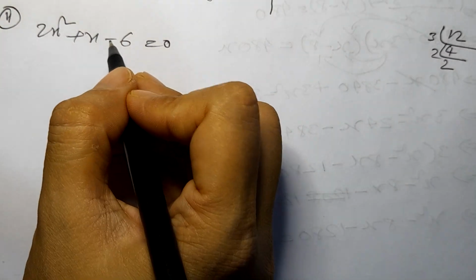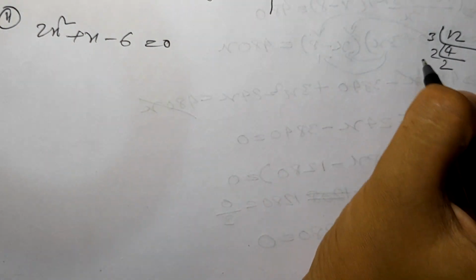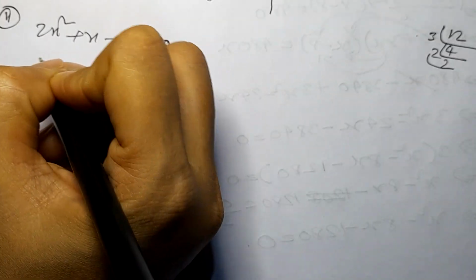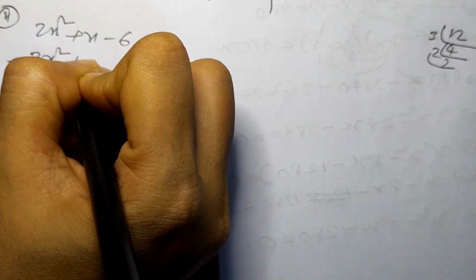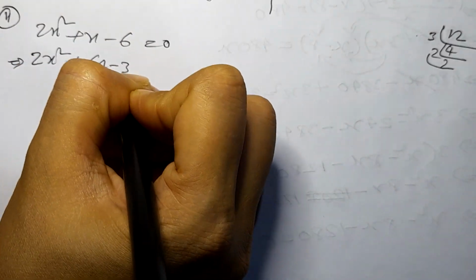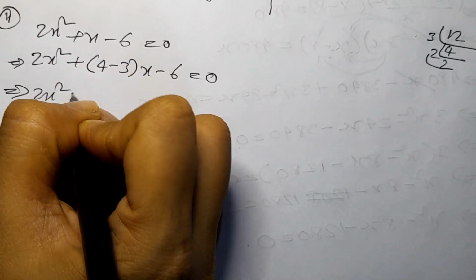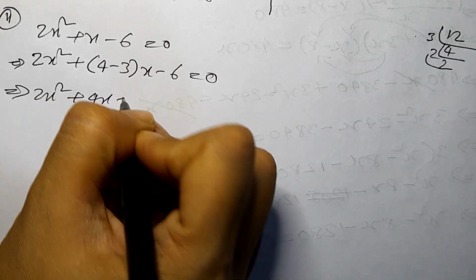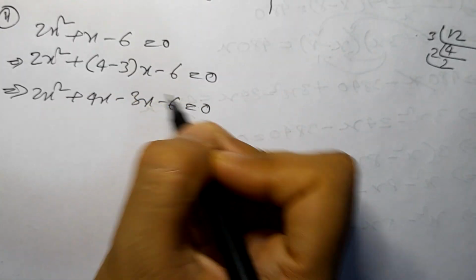We have to make it by subtraction. Here is a minus sign, so we have to make 1 by subtraction. 2 twos are 4, 4 minus 3. So 2x² plus 4 minus 3 x minus 6 equal to 0: 2x² + 4x − 3x − 6 = 0.